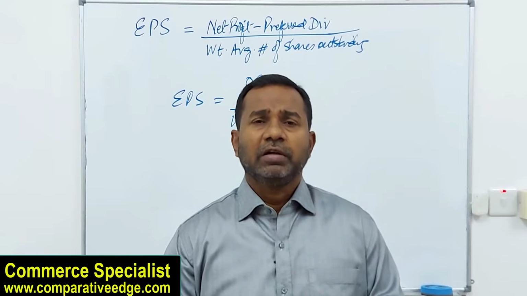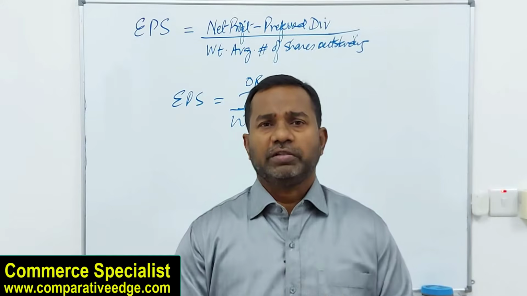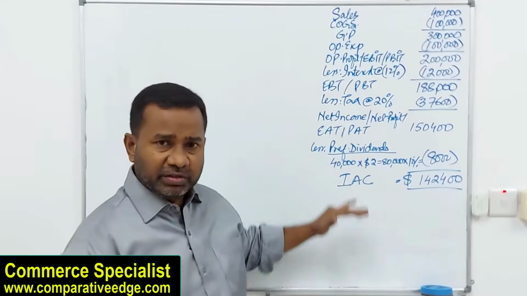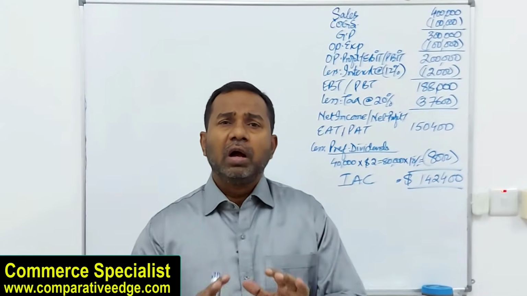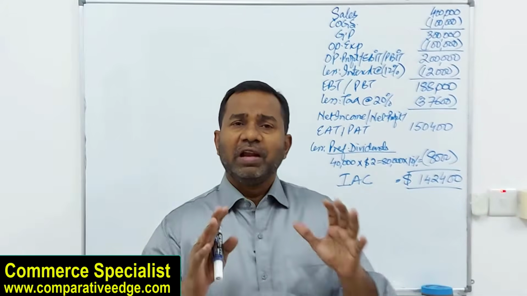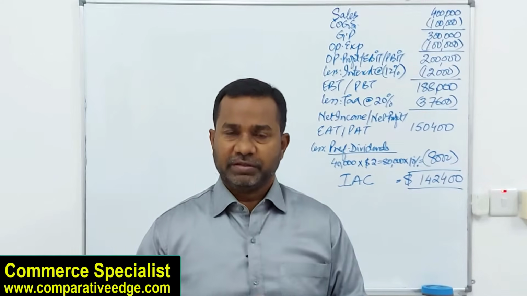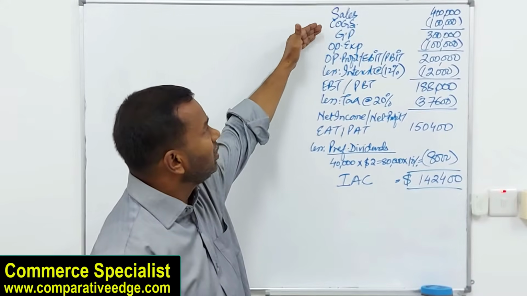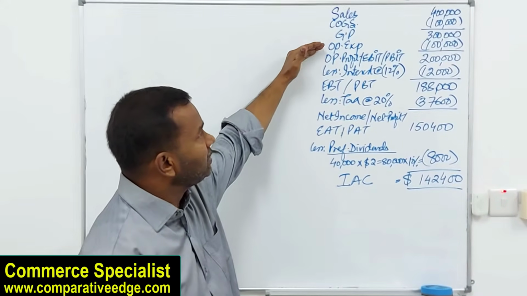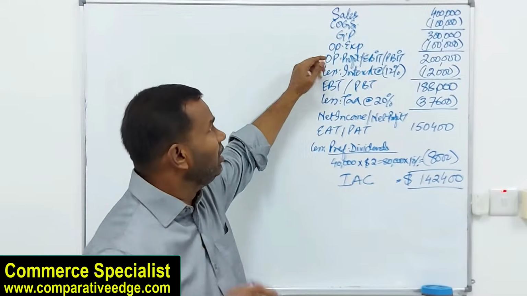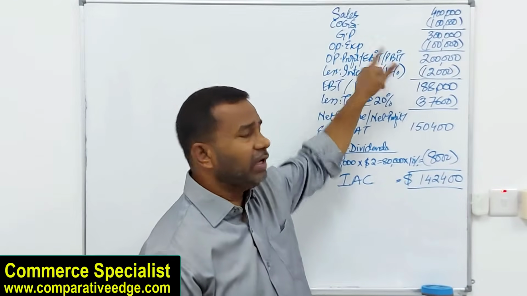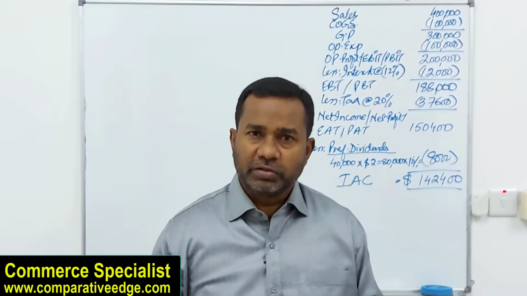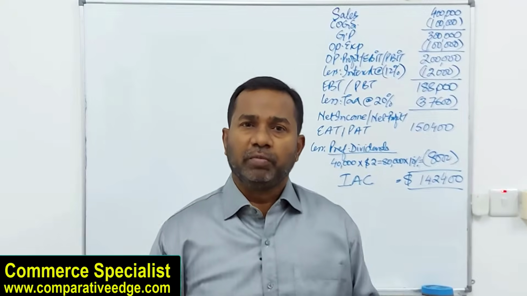So let's look at how the numerator and denominator is calculated. So guys, what I have done here is I've assumed some numbers to make you understand how we start and arrive at the numerator for EPS. Everybody knows what is sales. Sales less cost of goods sold, I got gross profit, less operating expenses, I got operating profit. Please remember, operating profit, EBIT or PBIT is the same. EBIT is earning before interest and taxes, PBIT is profit before interest and taxes. Alternatively, you can call them operating profit.